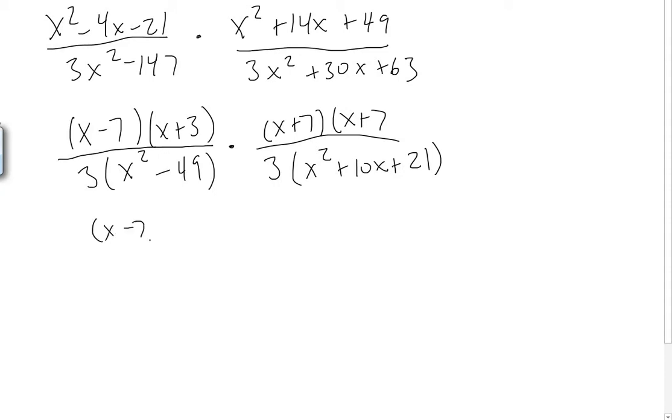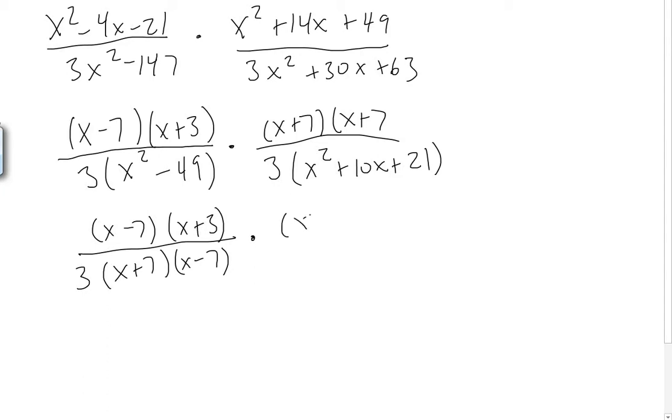The top on the left is done. It's x minus 7, x plus 3. But now, along with the 3, I see that x squared minus 49 factors to be x plus 7, x minus 7. It's a difference of squares, so they factor into conjugates. In the numerator, I have x plus 7 still. The 3 is already factored out in the denominator, but the two numbers that multiply to positive 21 and add up to 10 are positive 3 and positive 7.